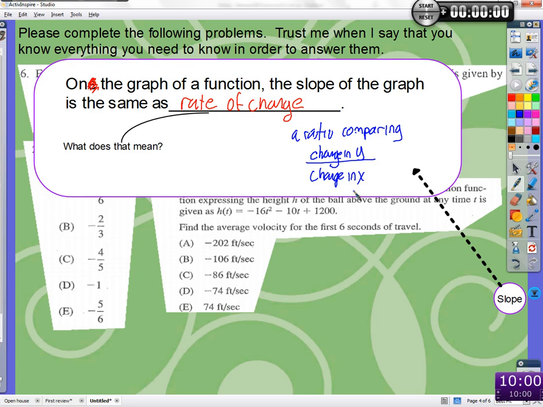The slope of the graph, particularly what we're going to be concerned with, is the slope at a point. The slope of a graph at a point is just a ratio, the rate of change, which is a ratio comparing the change in y, the change in the dependent, to the change in the independent.